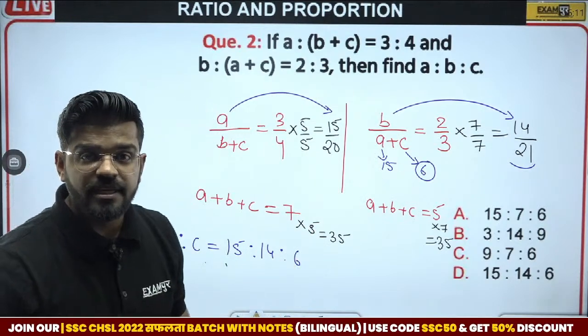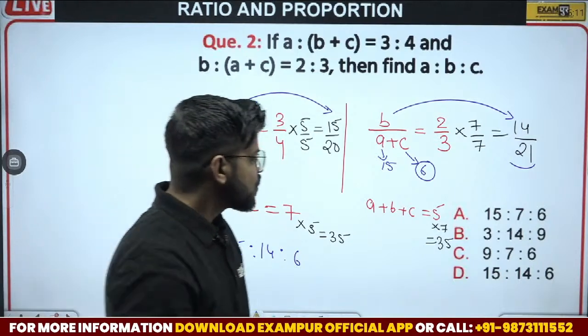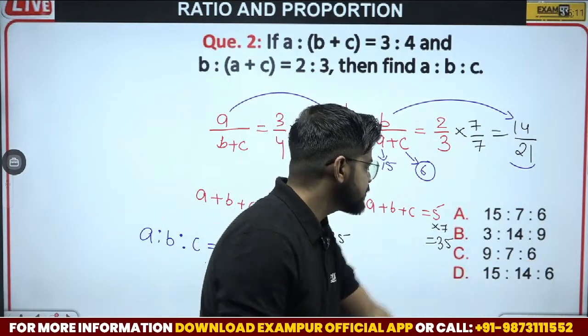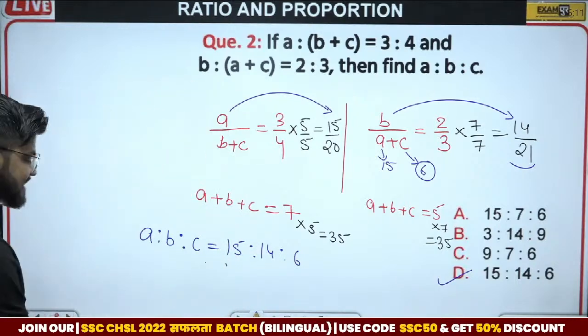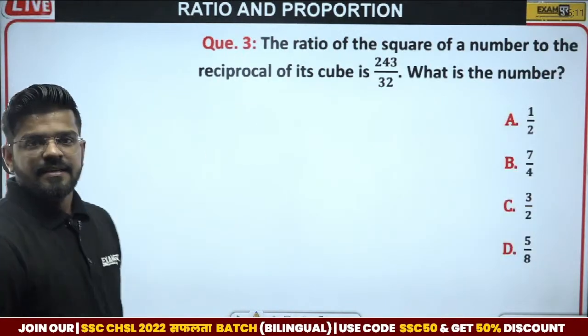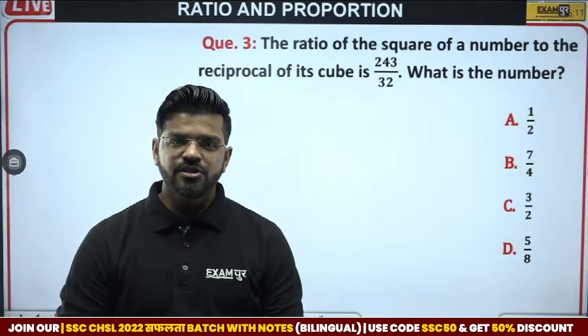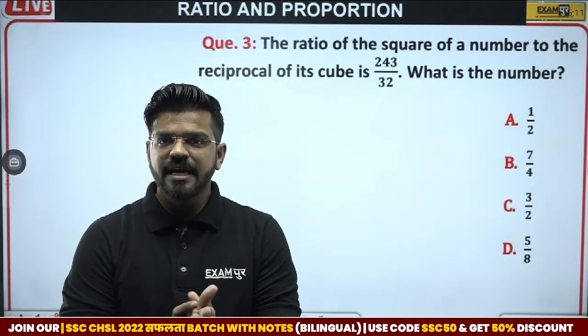15 is to 14 is to 6, right? What is the answer? 15 is to 14 is to 6. So option number D is my right answer. Yes? Okay. So next question is in front of you. Just tell me the answer of this question.